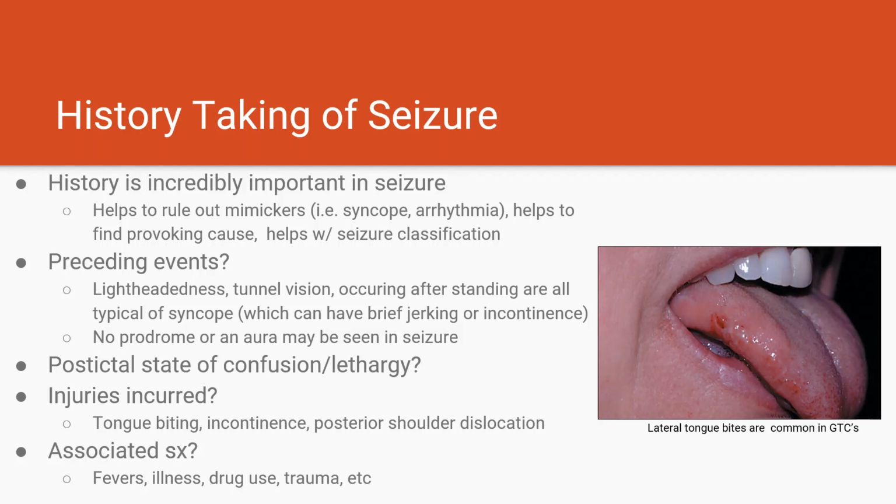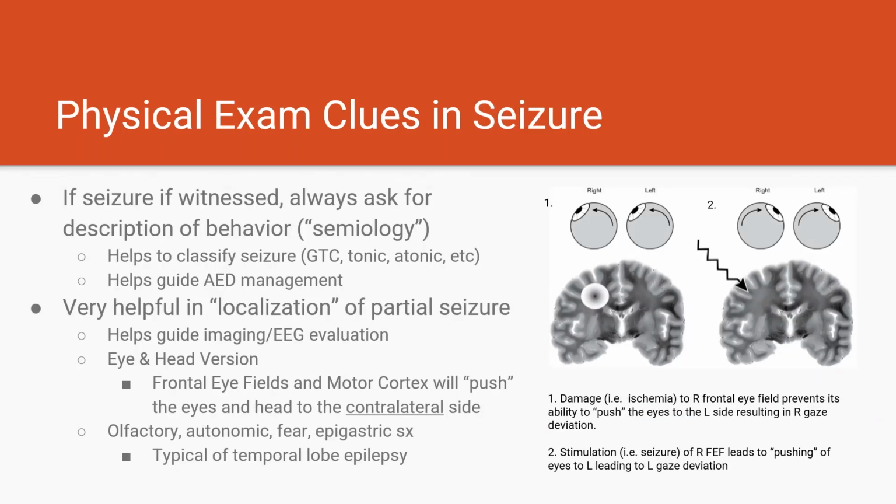And then finally, of course, make sure you're discussing any other associated symptoms that can help you determine the cause and rule out provoked seizures. So while the physical exam following a seizure is basically the same as your standard neuro exam, if you're lucky enough to witness a seizure or you're able to discuss it with a witness, you really want to focus on the exact sequence of events that occurred.